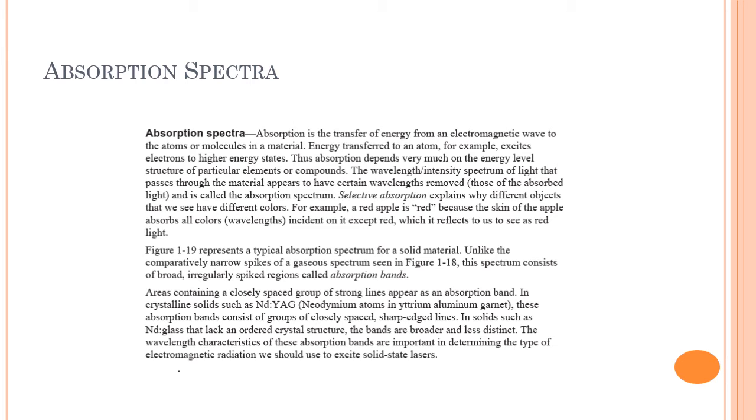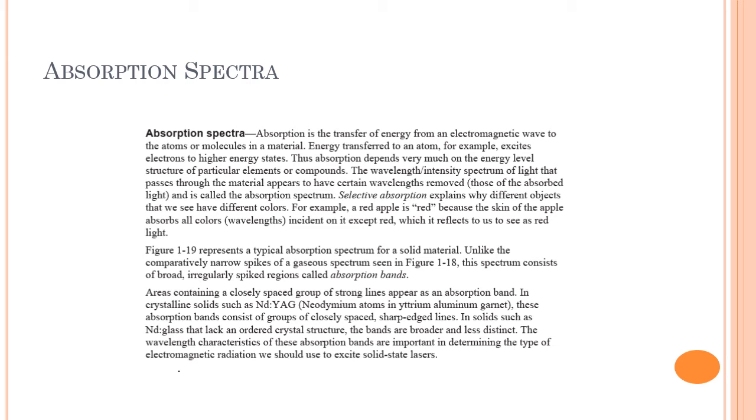So absorption spectra are a little different. Absorption is the transfer of energy from an electromagnetic wave to the atoms or molecules in the material. Energy transferred to an atom, for example, excites electrons to higher energy states. Thus, absorption depends very much on the energy level structure of particular elements or compounds. The wavelength intensity spectrum of light that passes through the material appears to have certain wavelengths removed. Those are the absorbed light, and this is called the absorption spectrum.